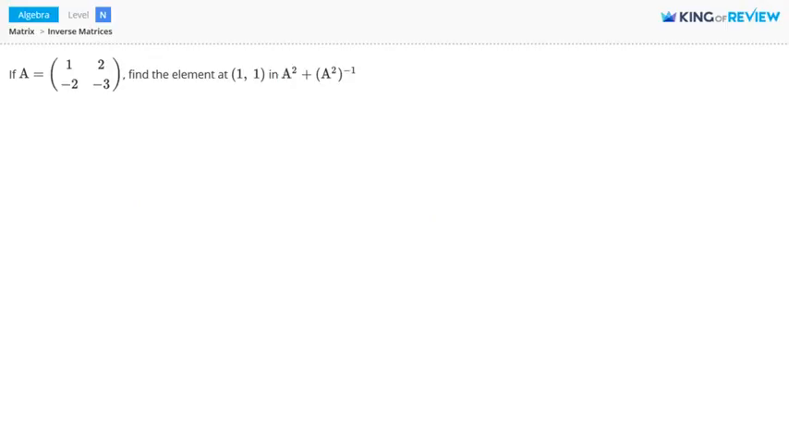In this problem, we're asked to find the entry at position 1, 1 of A squared plus A squared inverse. And we're given matrix A here. So what we want to do is find the value of A squared and A squared inverse. So let's do that. Let's start with A squared. This is the same thing as matrix A times itself.